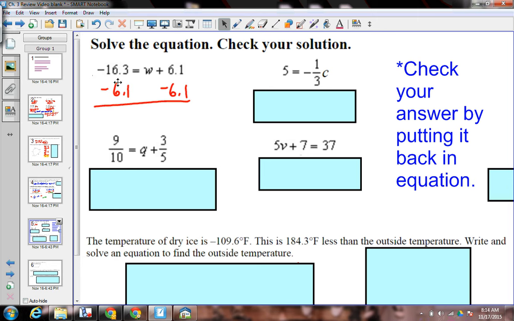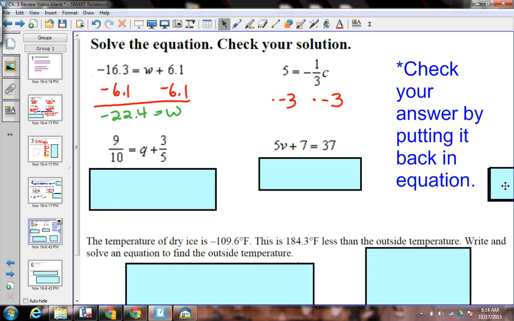So now I have a negative plus another negative. So altogether I have negative 22.4. That's my final answer. For the next one, I have to multiply each side of the equation by the reciprocal of negative 1/3, which is negative 3 over 1. So all I have to do to solve it is 5 times negative 3, which is negative 15.